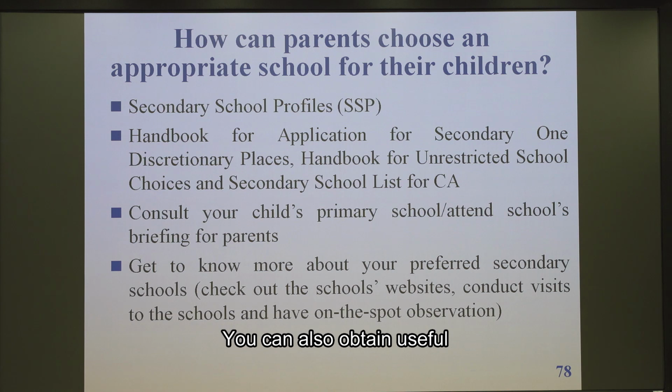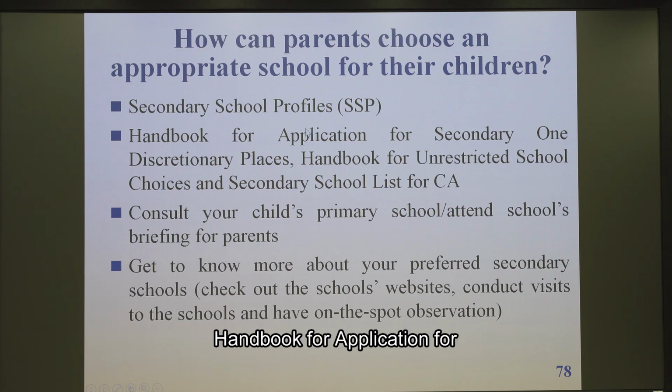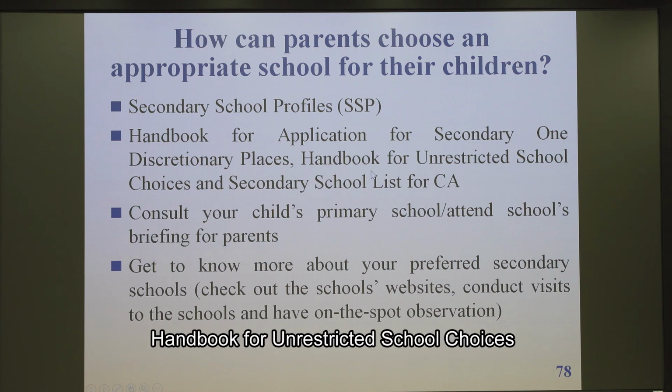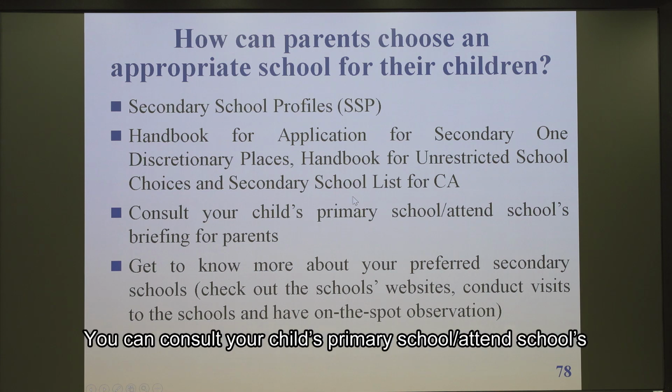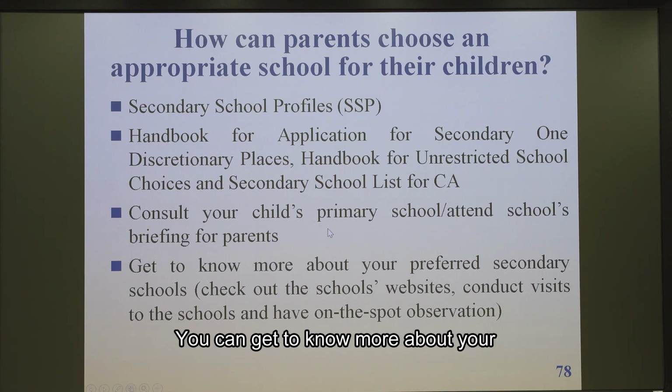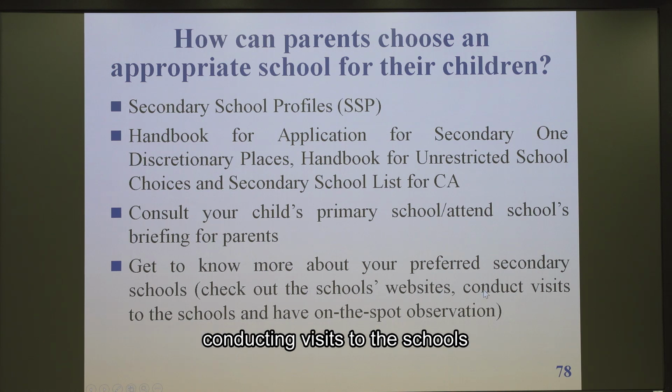You can also obtain useful information about different schools from the Secondary School Profile, SSP, the Handbook for Application for Secondary 1 Discretionary Places, the Handbook for Unrestricted School Choices, and the Secondary School List for CA. You can consult your child's primary school and attend school briefings for parents. You can get to know more about your preferred secondary school by checking out the school's website, by conducting visits to the schools and having on-the-spot observation.